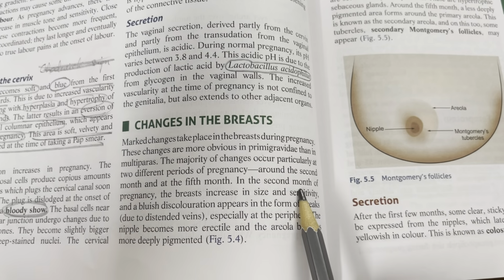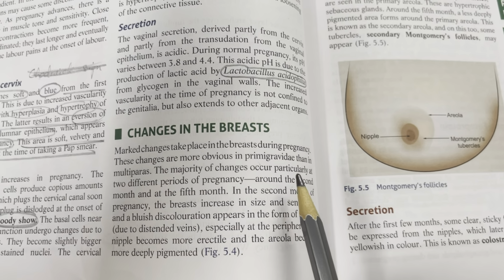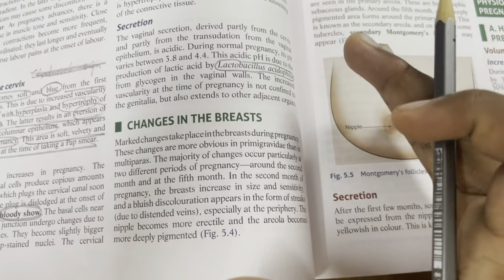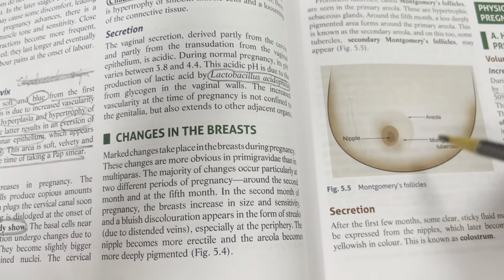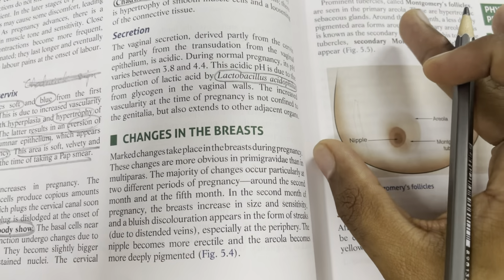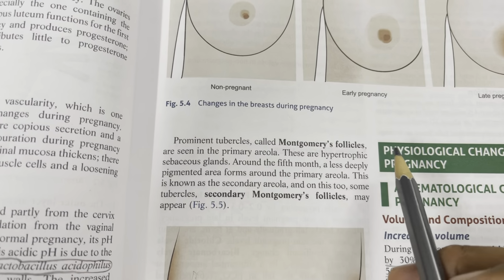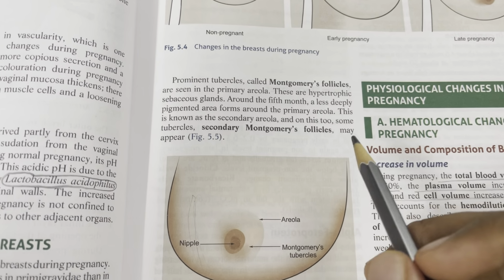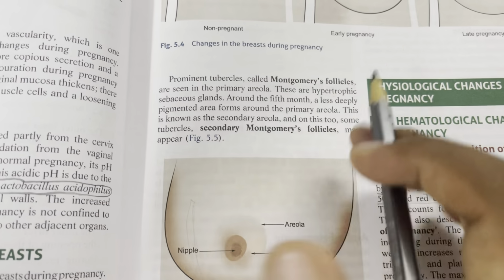So breast changes, what happens? Basically the majority of the changes occur at 2 periods: second month and fifth month. In the second month, the breasts increase in size and sensitivity, and you also have venous engorgement, so you'll have blue streaks appearing like this, especially at the periphery. The nipple becomes more erect and the areola is more deeply pigmented. Then you have Montgomery's tubercles, which are hypertrophic sebaceous glands. These all occur in the second month.